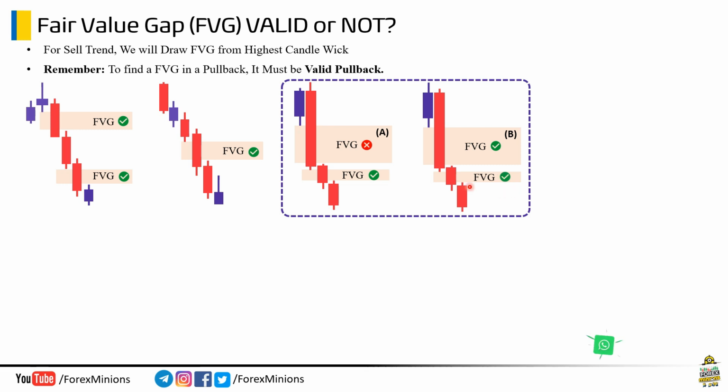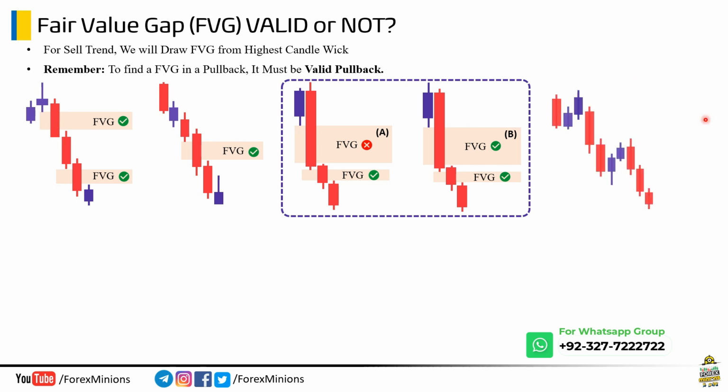Now, to understand a fair value gap in pullback situations, here is a sample. We can notice that this is a fair value gap zone. Now, this one is also a valid zone, because this bullish candle is the highest candle, as this candle sweeps the liquidity from the previous high. That's why, to mark a fair value gap in a pullback zone, we always check whether the pullback is valid or not. Only then can we mark a valid fair value gap.